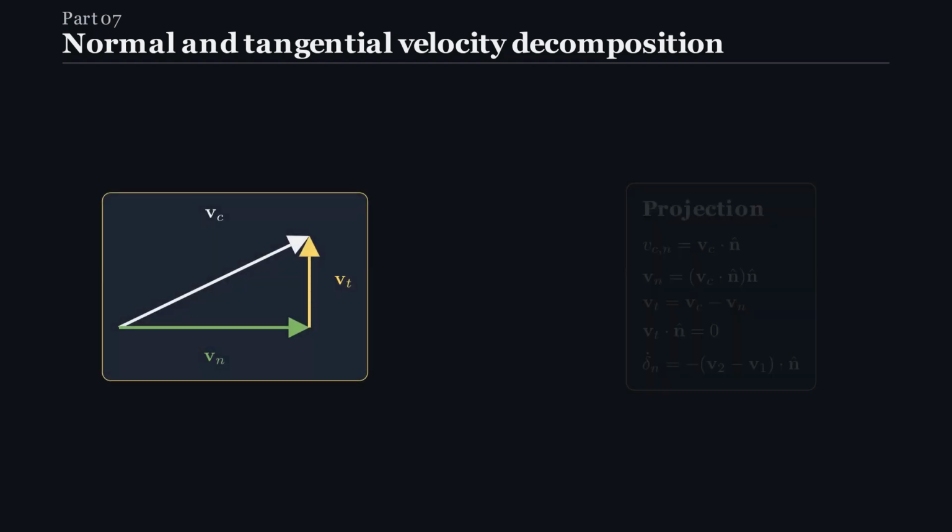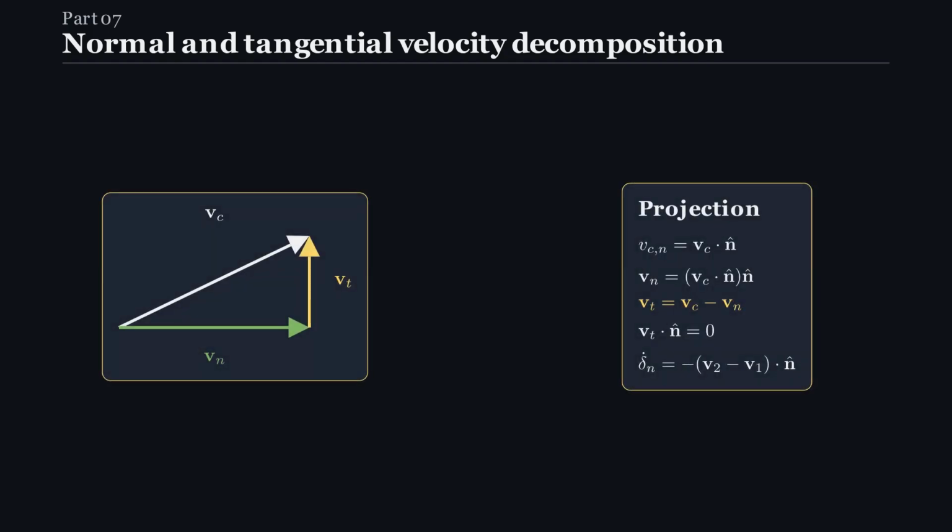Project the relative velocity onto the normal direction and subtract that projection. The remainder lies in the tangent plane. Particle spin contributes to tangential motion, but for spheres it does not change the center distance and therefore does not directly enter the overlap rate.